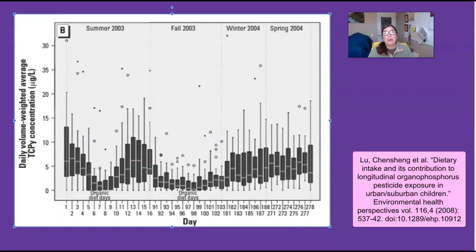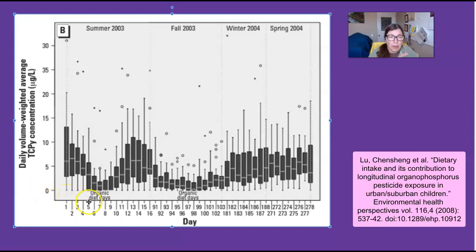And here is a typical set of data from primary research using the box and whisker plots. Remember that the middle line is the median, and this was the results of the study where the researchers took 23 children who ate conventional food, and every once in a while during the year they replaced all their conventional food with organic food, and they tested their urine on all different days to see what the level of pesticides were in the children's urine.